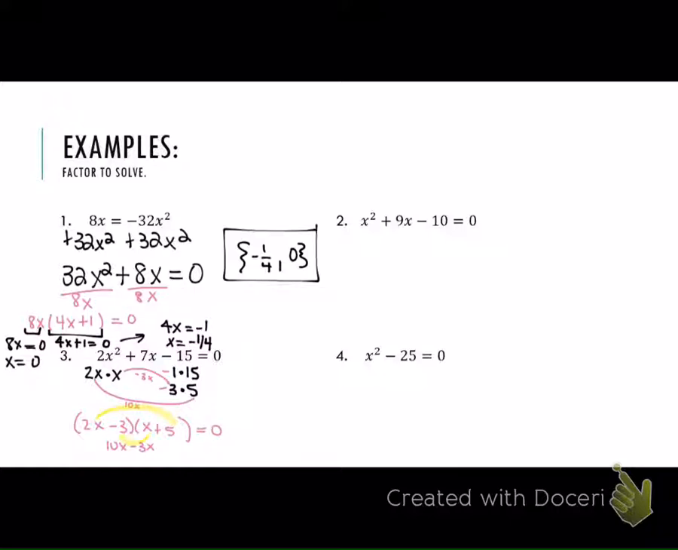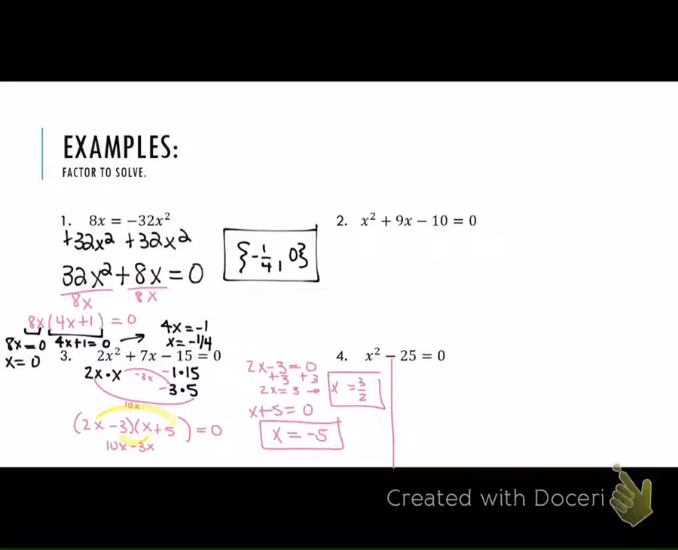Justin Crater, what are my mini equations? So x is 3/2, and x is negative 5.